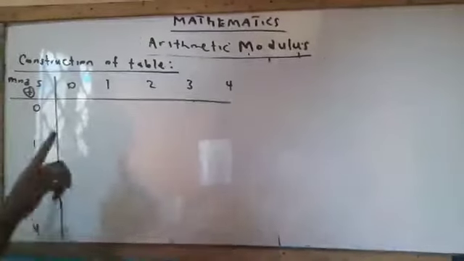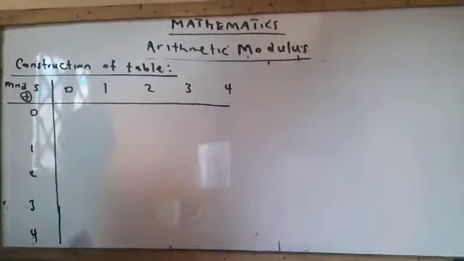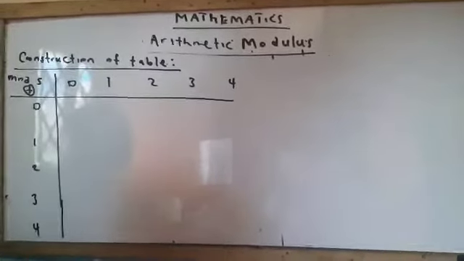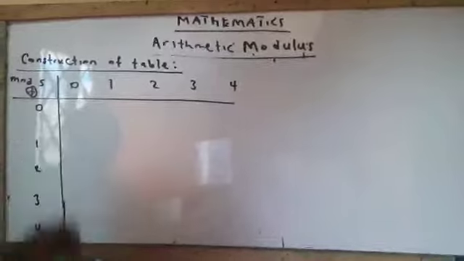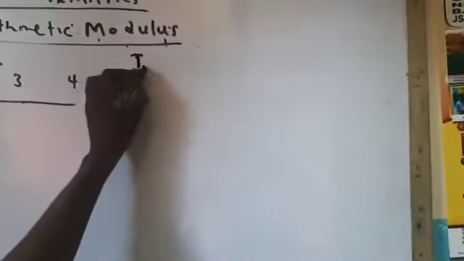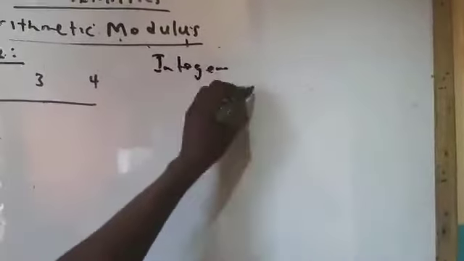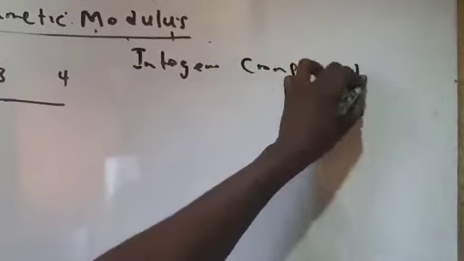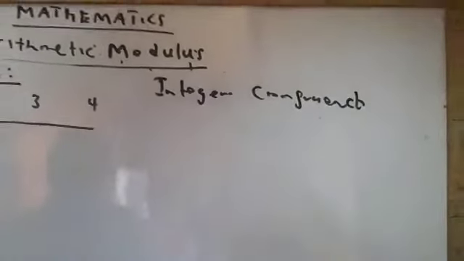Now, let's look at construction of modulus table under addition. There are little rules that guide this construction. That rule we call integers congruency. Now, what does the rule state?